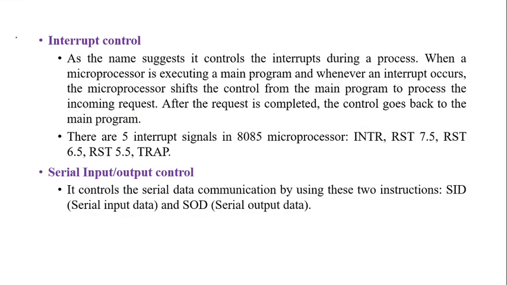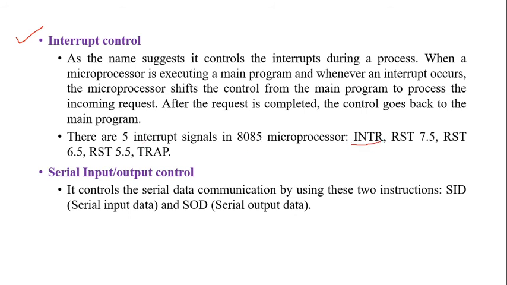Next one is the interrupt control. As the name suggests, it controls the interrupt during a process. When a microprocessor is executing the main program and an interrupt occurs, the microprocessor shifts control from the main program to process the incoming request. The microprocessor stops its main program and processes the interrupt request, and after the request is completed, control goes back to the main program where it was left.